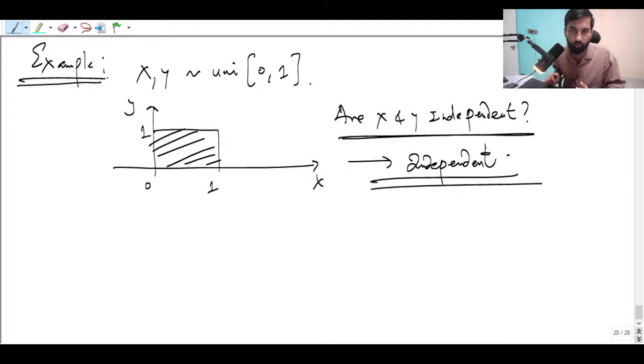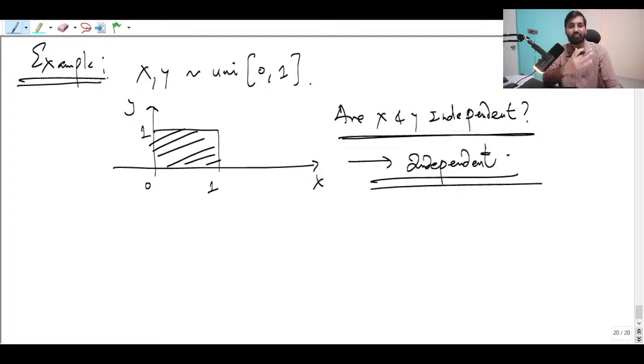You fix x equal to a, you're going to get the y which is uniform. If you fix y equal to b, you're going to get the same. It does not depend upon x or y. Your density function should be uniform, guys. Density function should not change. If the density function is changing, then it will not be independent. If you are changing x, your density function should be the same, it should not change.